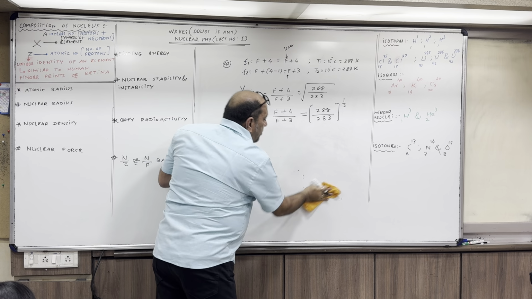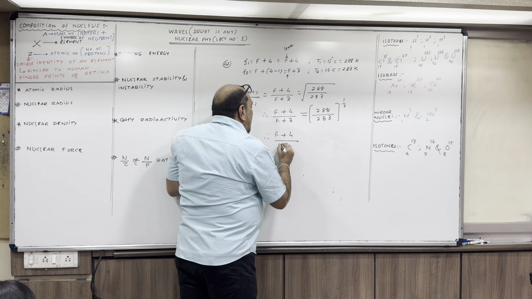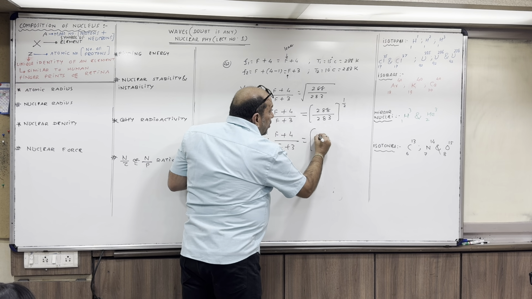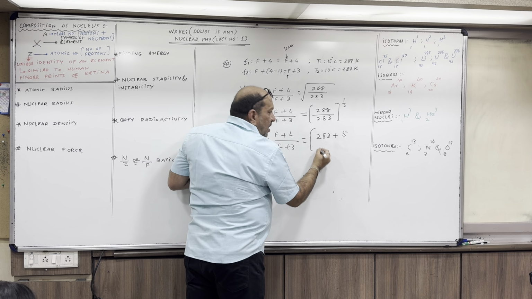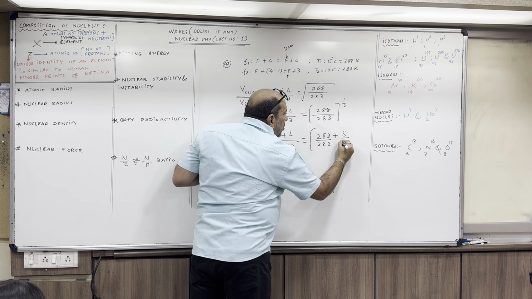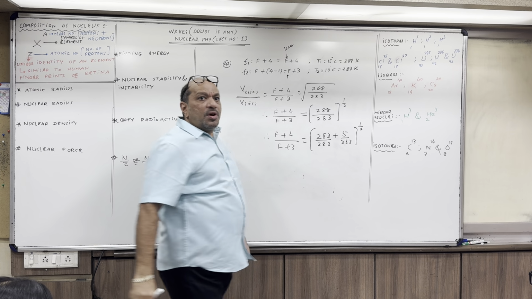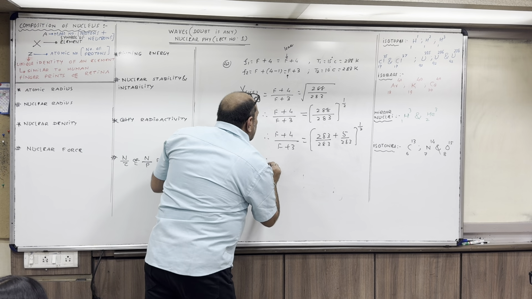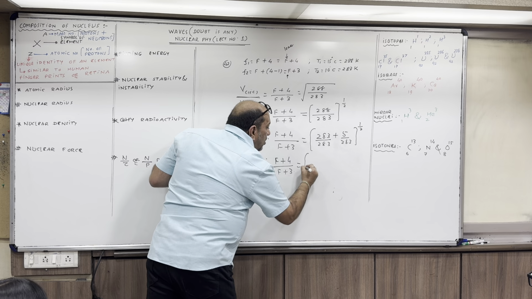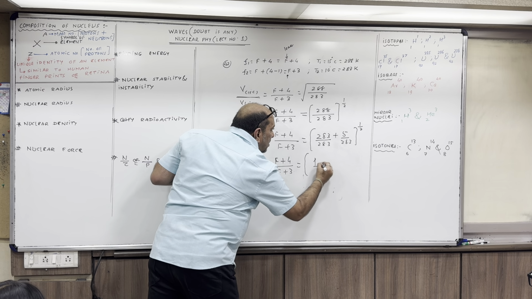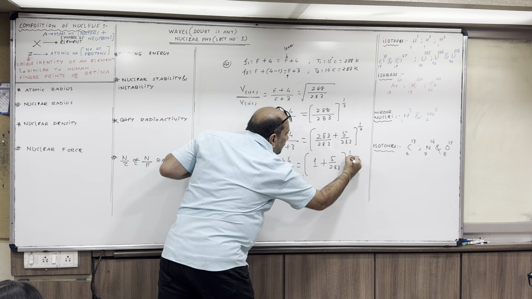So my suggestion would be you can write it this way: F plus 4 upon F plus 3 is equal to 288 can be written as 283 plus 5 upon 283, splitting the denominator. Yes or no? A plus B upon C is A upon C plus B upon C. So this gives me F plus 4 upon F plus 3 is equal to, PCB students, pay attention, 1 plus 5 upon 283 raised to half.